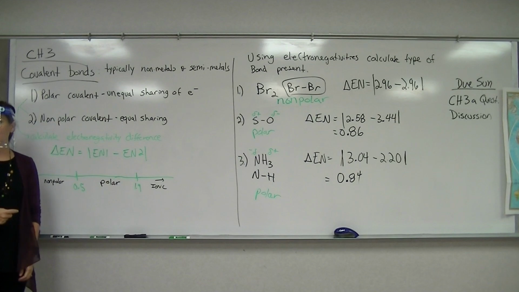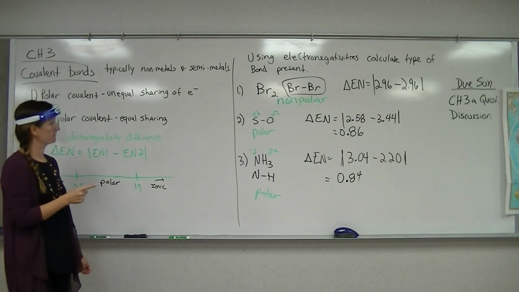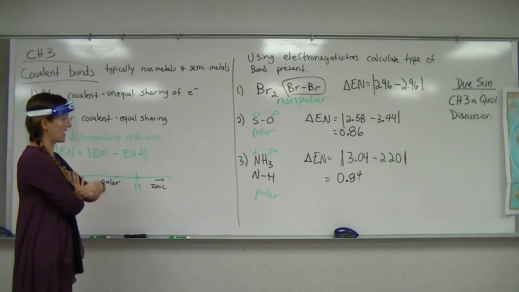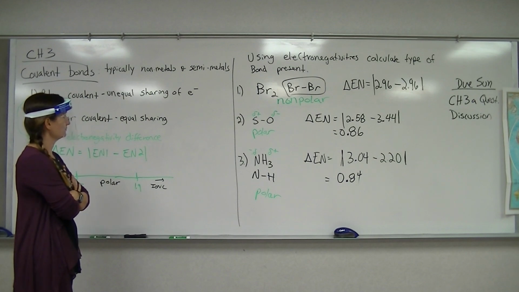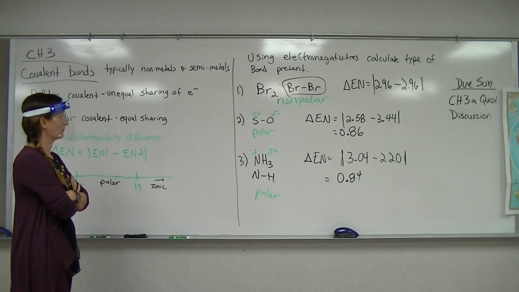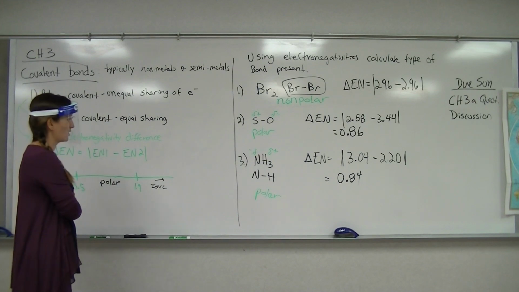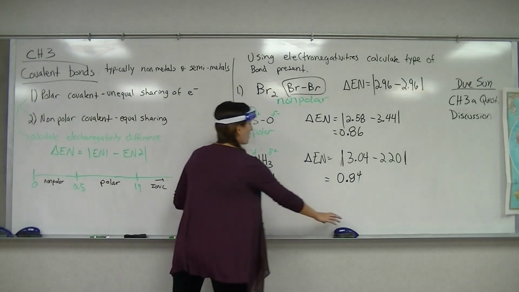Any questions on this? So on number 3, when we have the NH3, yes. But on number 1 we had the Br2, but since we didn't have another symbol, we just did Br minus Br, because we didn't do anything with the 3.